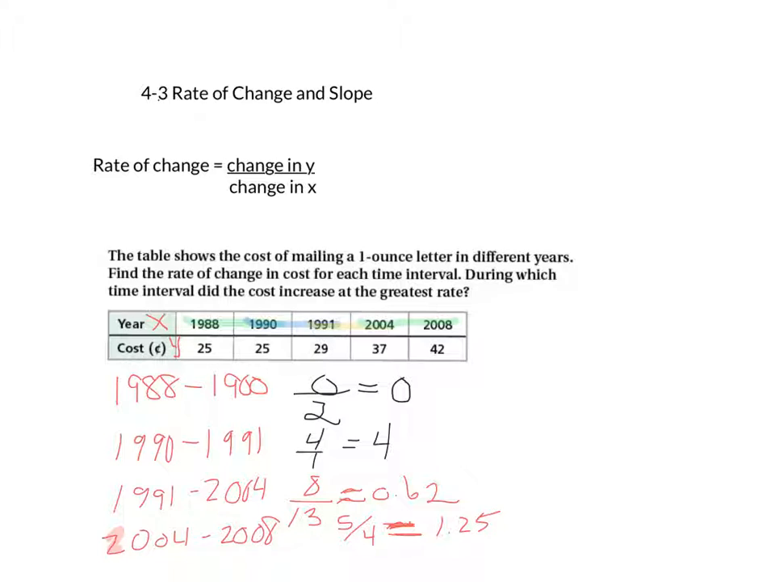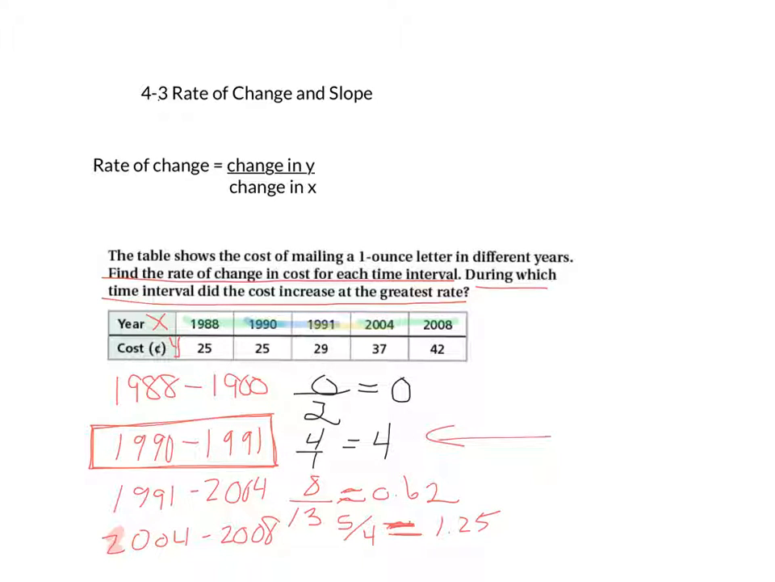And now we're able to answer. So we found, it says find the rate of change in cost for each time interval. We just did that. Next, during which time interval did the cost increase at the greatest rate? Our largest number is 4. So this is the time interval, 1990 to 1991, where it increased at the greatest rate.